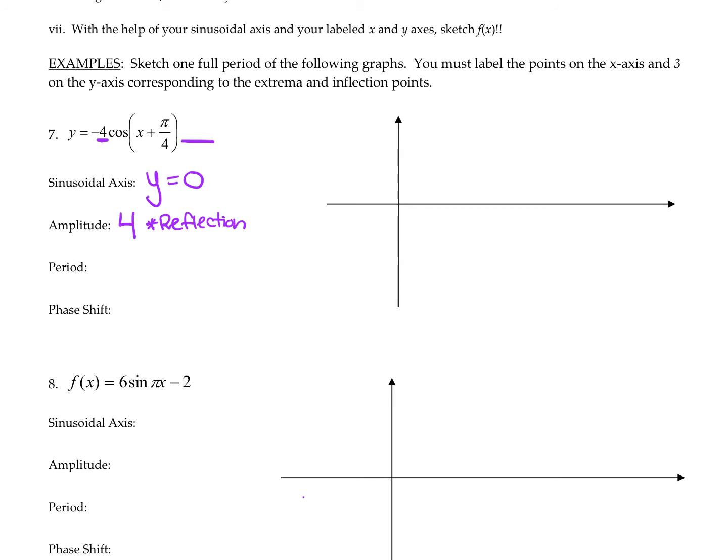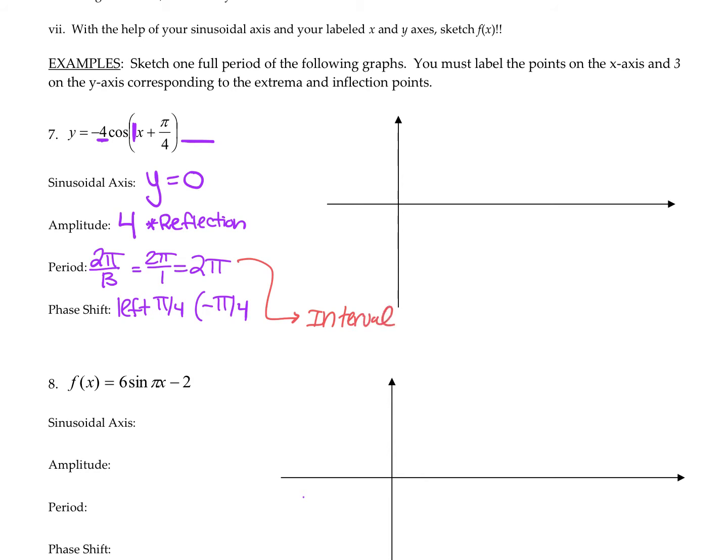The period is always 2 pi divided by b. In this case, my b is 1, because that would be what's here with the x. So 2 pi divided by 1 would be 2 pi. And my phase shift is going to be left pi over 4, or if you write negative pi over 4, that works as well. So something that I like to add in that they don't include is about my interval.